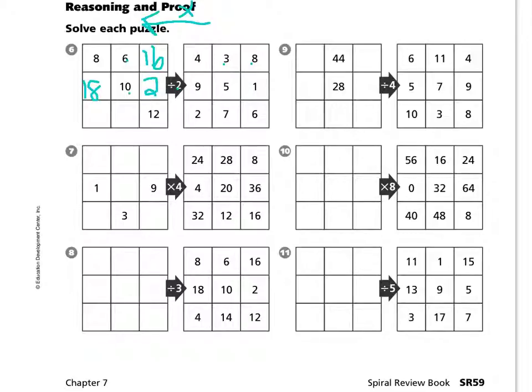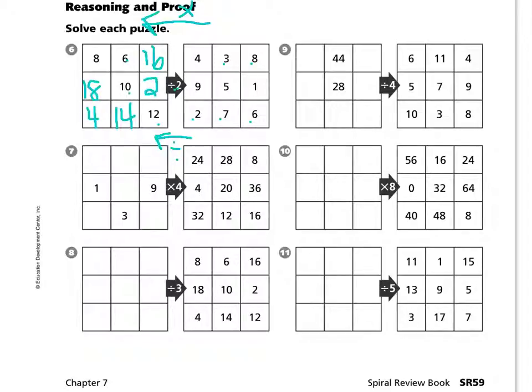Do the same thing for the bottom row. 2 times 2 is 4. 7 times 2 is 14. 6 times 2 is 12. So working backwards helps me. Do the same thing for number 7, where I'm multiplying by 4. If I have to go backwards, I'm going to be dividing by 4.